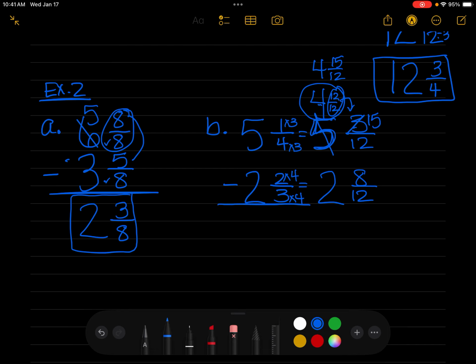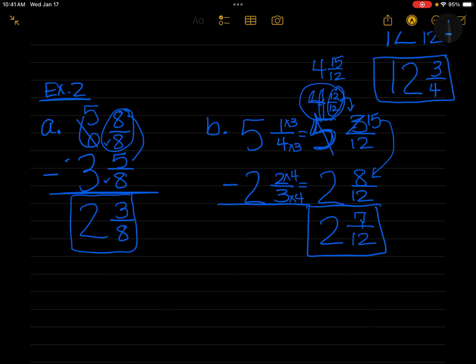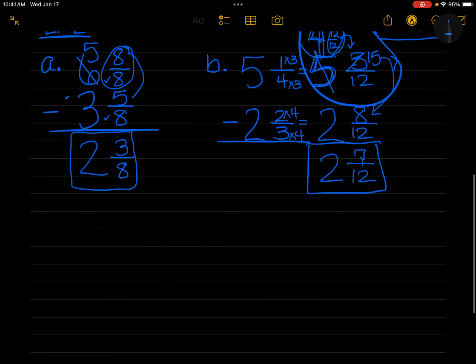Okay, so now I have 4 minus 2 is 2. I have 15 minus 8 is 7, all over 12. Do I need to simplify 7 and 12? No, there's nothing those can go into. So my answer is 2 and 7/12. I'm going to redo this problem and not show as much of a mess here. I'm going to show you an easier way to do it.